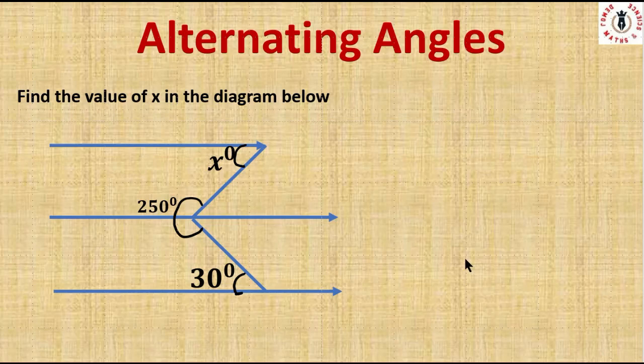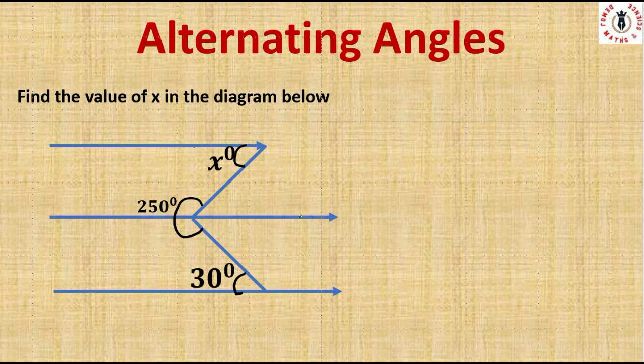Now, the question wants us to find the value of x in the diagram below. If you look at this carefully, you see that these three lines are actually parallel lines. They have directions, and that tells us that they are parallel lines. Whenever I have parallel lines this way, I can easily pick them and observe where my angles are alternating or where they are corresponding.